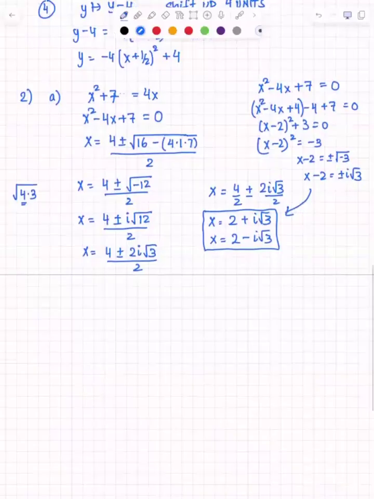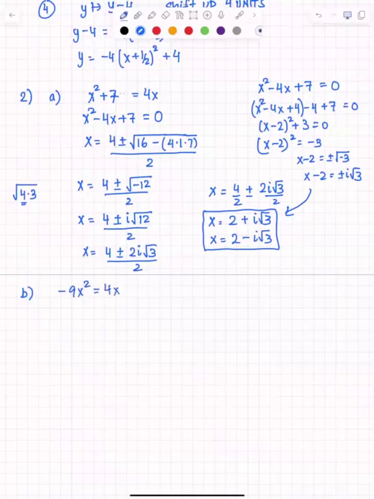2b, minus 9x squared equals 4x. It's quadratic, bring everything to one side. Let's add the 9x squared to the other side. So 0 equals 4x plus 9x squared. We can factor out just an x. So we get x times 4 plus 9x equals 0.